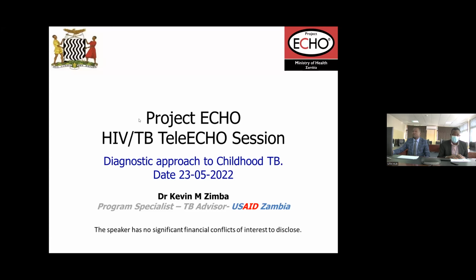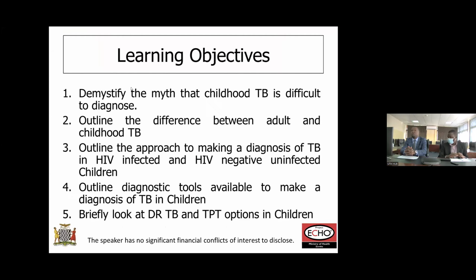So today's objectives: one, I think we need to demystify the myth that childhood TB is difficult to diagnose; outline the difference between adult and childhood TB; outline the approach to making a diagnosis of TB in HIV-infected and HIV-negative children; and also look at the diagnostic tools that are available to make a diagnosis of TB. We will briefly look at DRTB and TPT options for DSTB and DRTB in children. We'll notice, like was stated by Dr. Singin, that we have two cases. One case is about DRTB, and one is a drug susceptible case, as we go through our presentation.